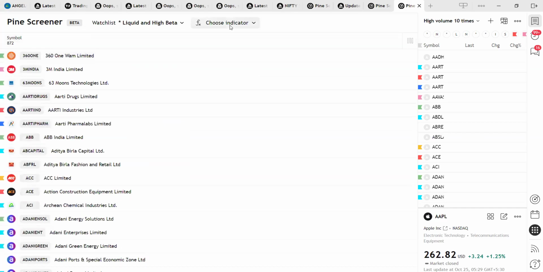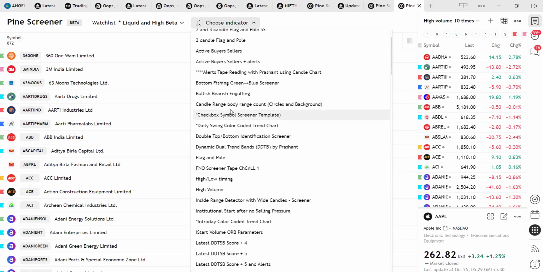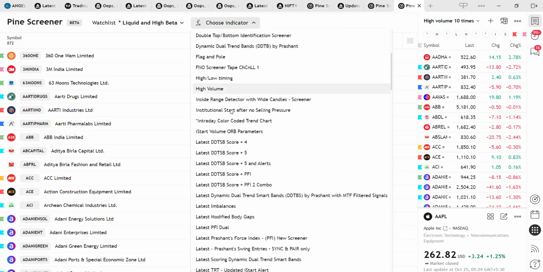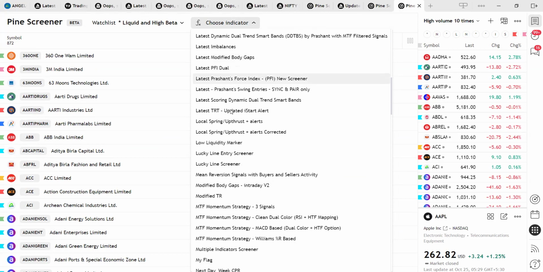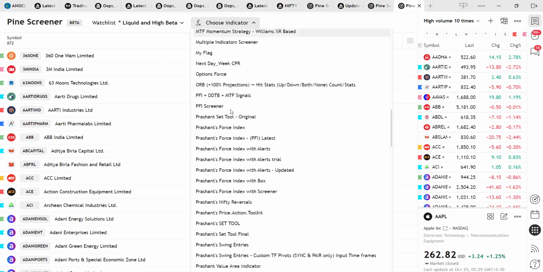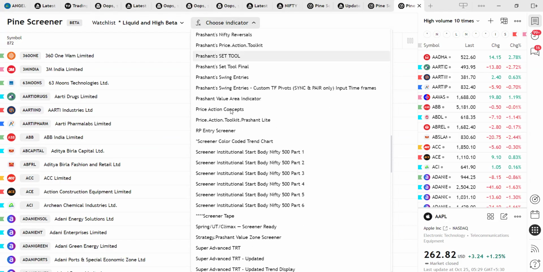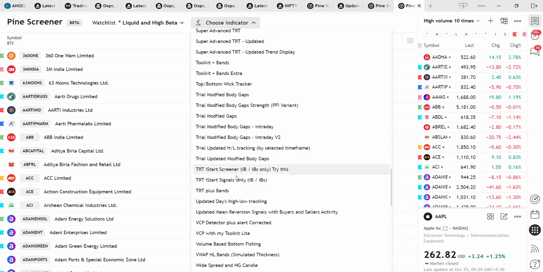and then we have to choose the indicator. So which indicator I will choose? It depends. We can use, I have double bottom, double top screener. I can use that, or I can use TRT with I start entry. Okay, TRT I start screener.